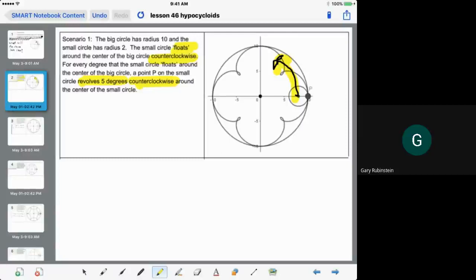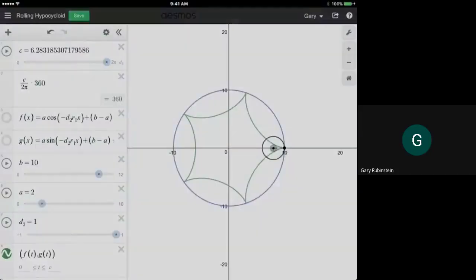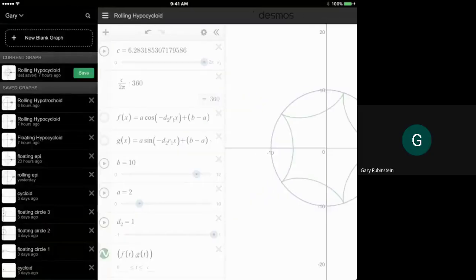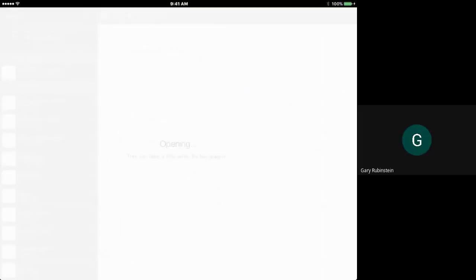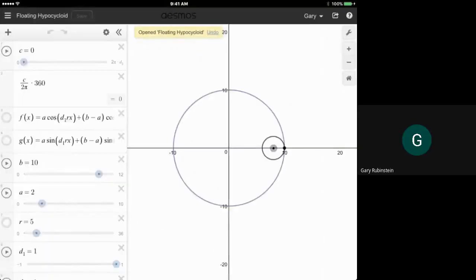Now, as far as the equations go, the floating is easier to understand. Here's a picture of the floating scenario. So I come back here and bring up the floating hypocycloid, and you have access to all of these. It's not technically a hypocycloid if it's floating, but it gets the idea. So here I put in the R value as 5, meaning that for every 1 revolution, it's going to do 5 rotations.